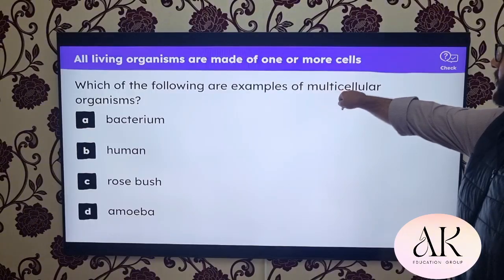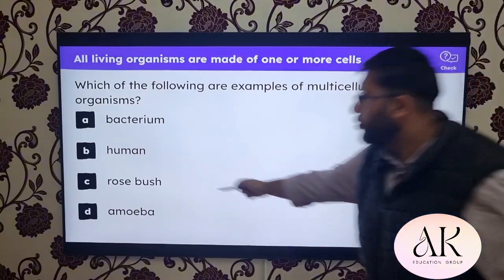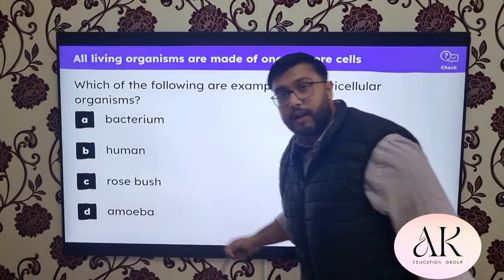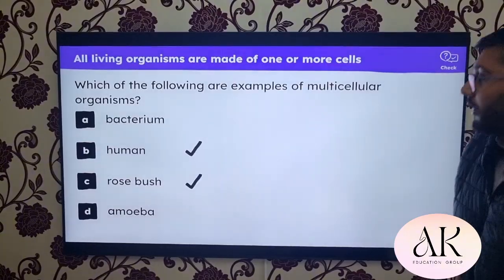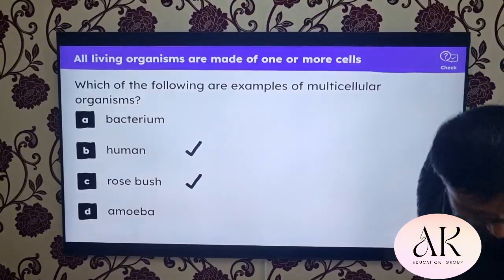Which of the following are examples of multicellular organisms? Well, my head instantly goes towards human and rosebush. Let's see if we're correct. And we are. Fantastic. B and C, guys. If you got that, give yourself a pat on the back.